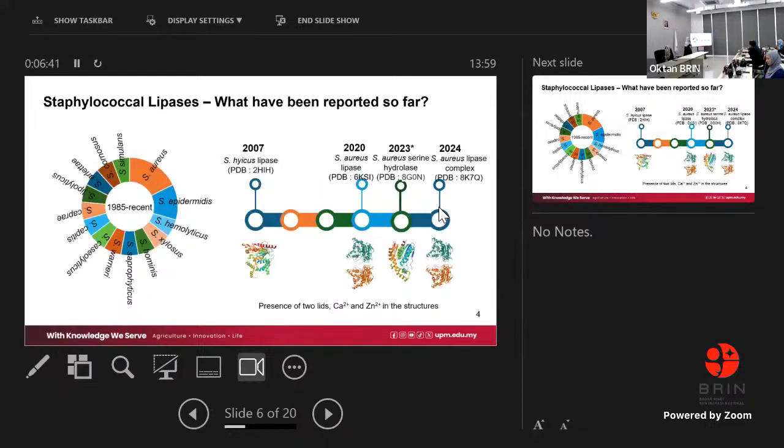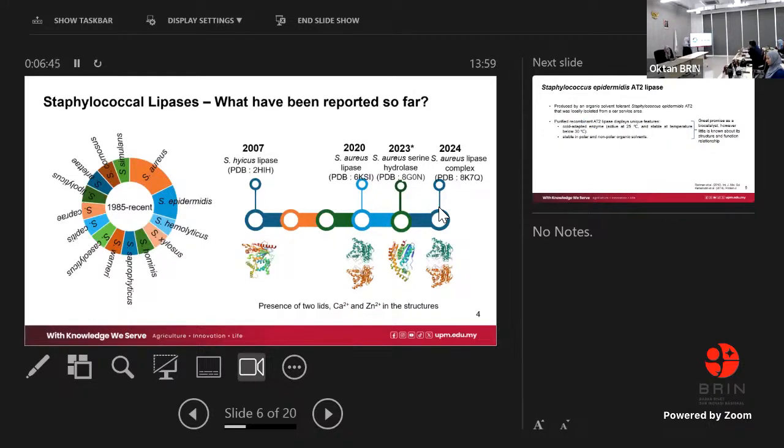Okay, next. So what has been reported so far for staphylococcal lipases? Staphylococcal lipases have been studied since 1985. The first one was from Staphylococcus hyicus, and there are many other lipases reported from different Staphylococcus species. They have been purified and biochemically characterized. But in terms of structure, we can see there is still a gap in understanding the structure of staphylococcal lipase.